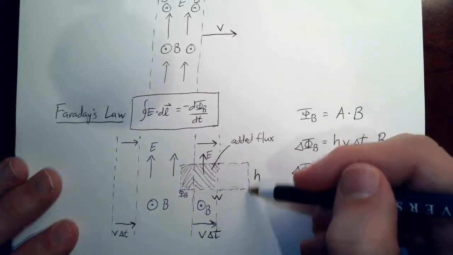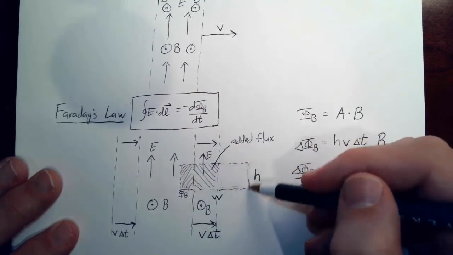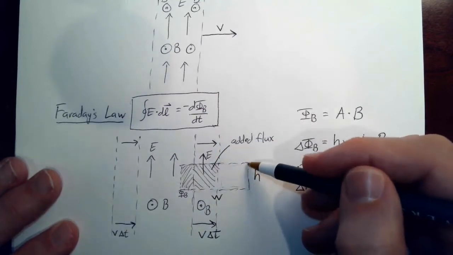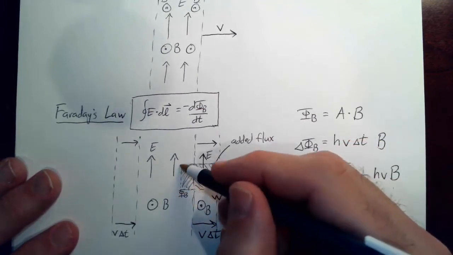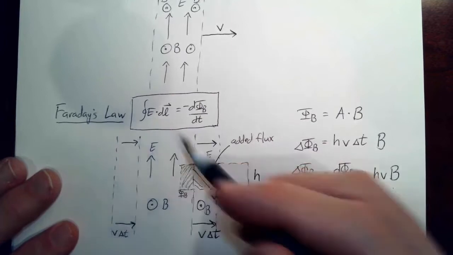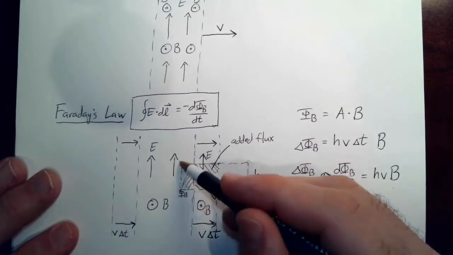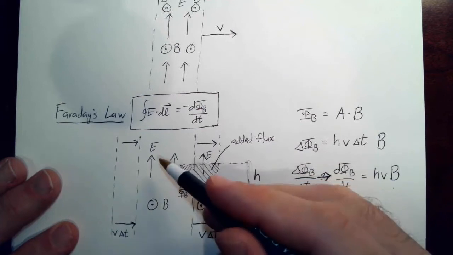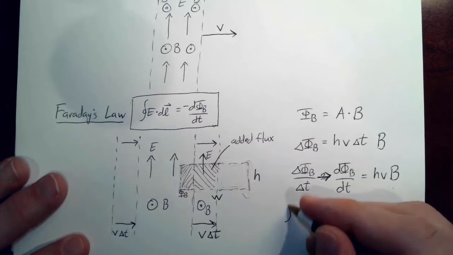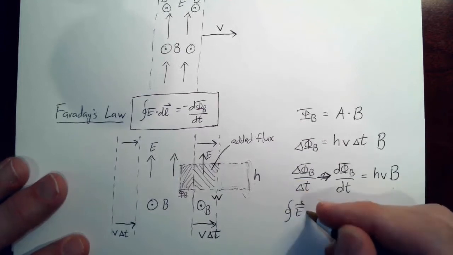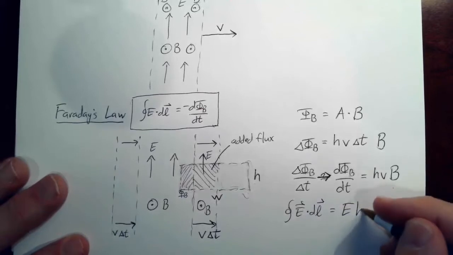This edge of the loop is still outside of where the electric field exists. So there's no electric field here. So the only piece that contributes to this integral around the entire loop is this piece right here, which is going to be h times the electric field. So the left-hand side looks like E times h.